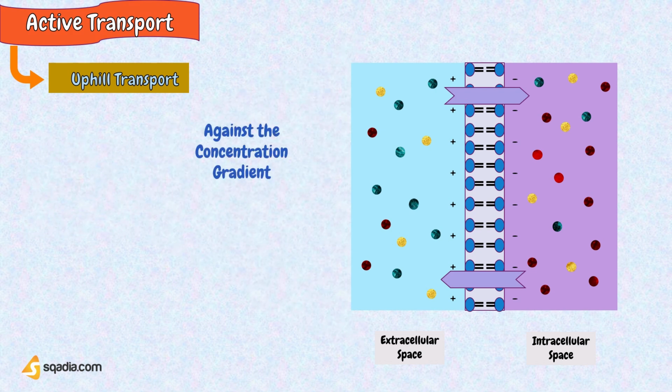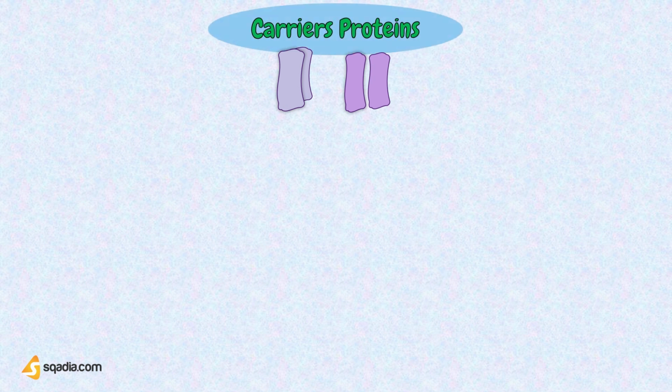This type of transport of a substance, from low concentration to high concentration, requires energy, which is obtained mainly by the breakdown of high-energy compounds like adenosine triphosphate. Active transport of substances occurs by means of carrier proteins. Let's talk about the carrier proteins involved in active transport.